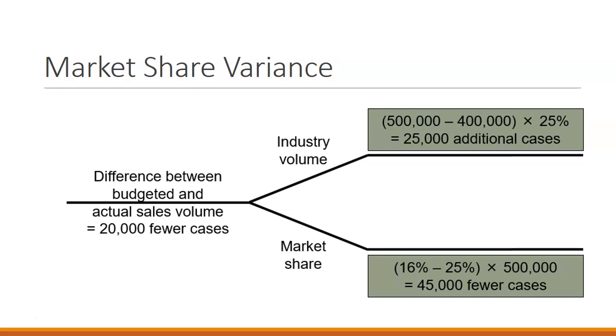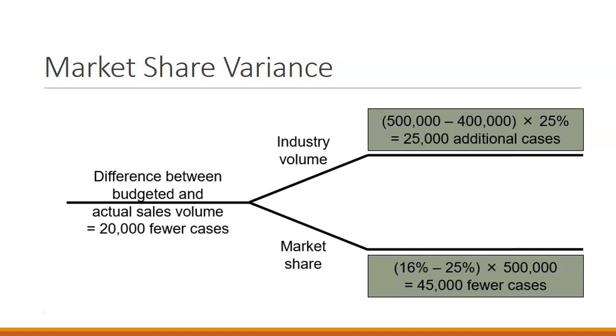So our industry volume is 500,000 minus 400,000 times 25%. So 25,000 additional cases. And the market share was 16% minus 25% times 500,000, or 45,000 fewer cases.